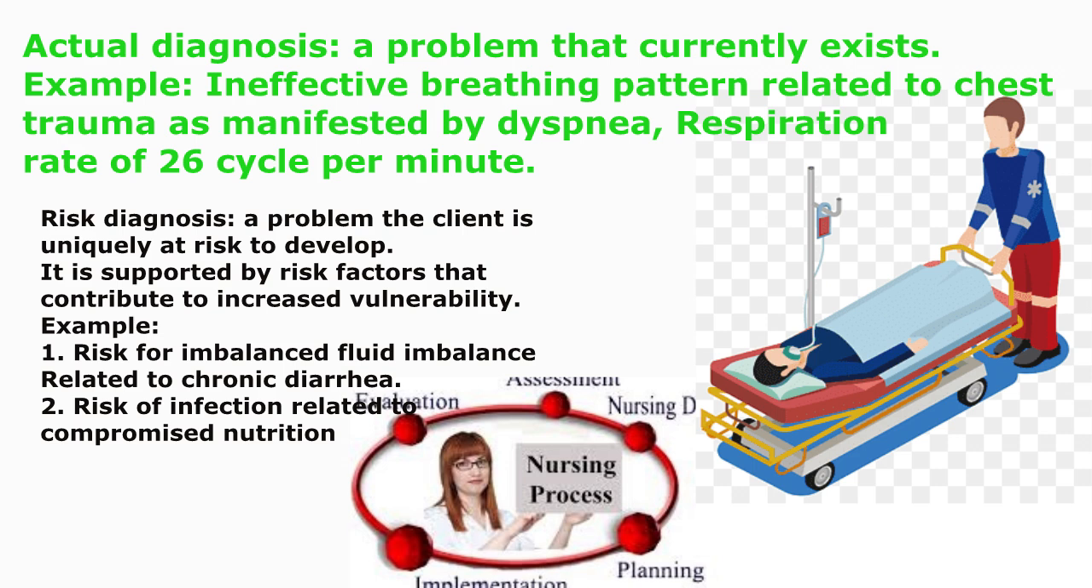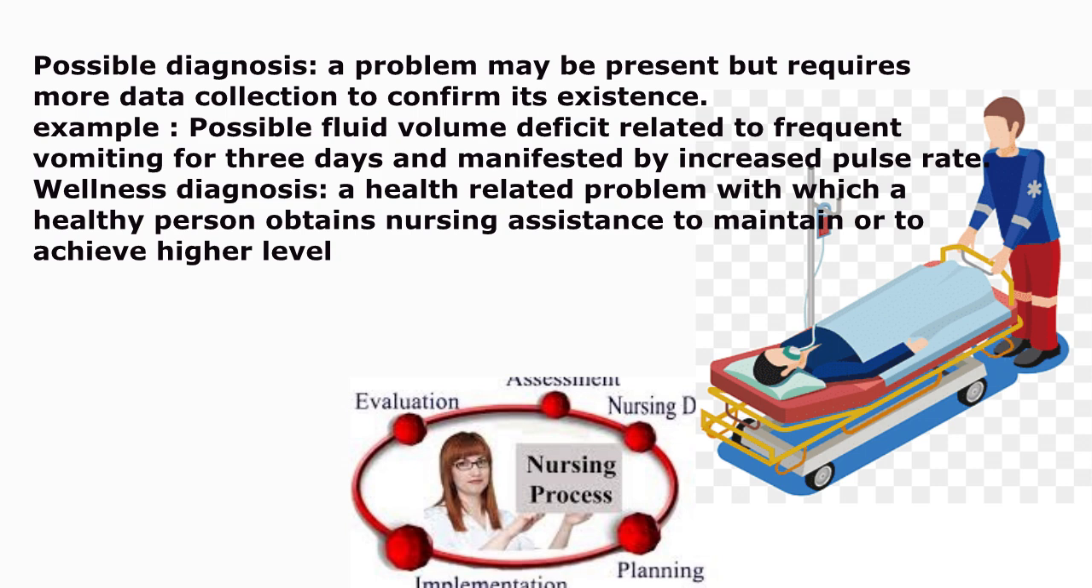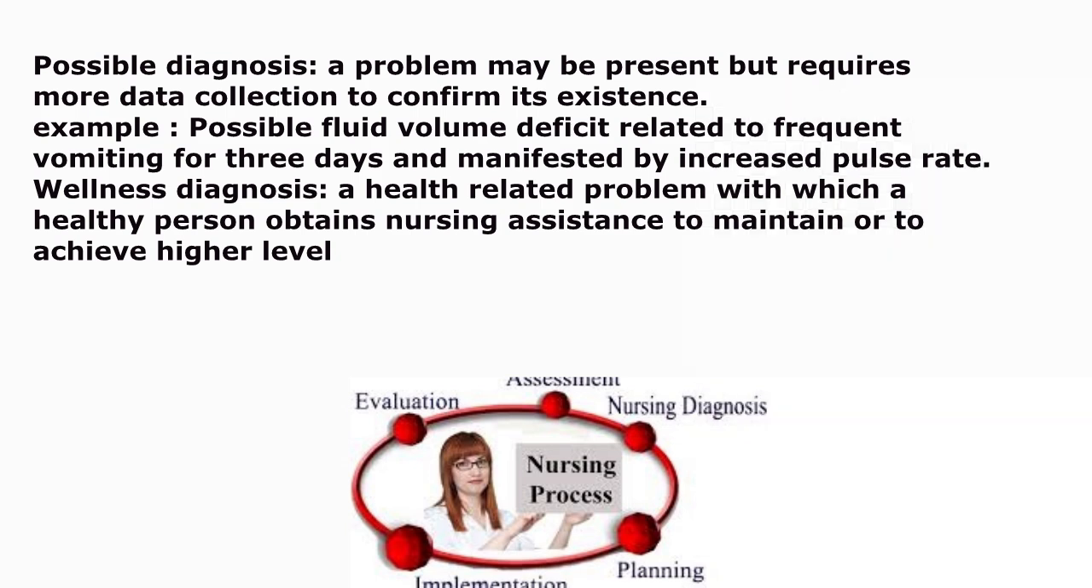Risk diagnosis, a problem the client is uniquely at risk to develop. It is supported by risk factors that contribute to increased vulnerability. Example, 1. Risk for imbalanced fluid volume related to chronic diarrhea. 2. Risk of infection related to compromised nutritional state. Possible diagnosis, a problem that may be present but requires more data collection to confirm its existence. Example, possible fluid volume deficit related to frequent vomiting for 3 days and manifested by increased pulse rate.